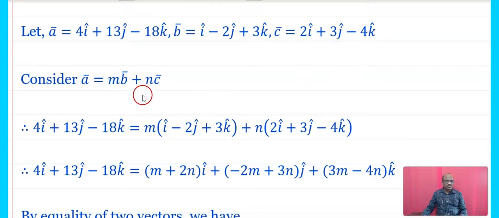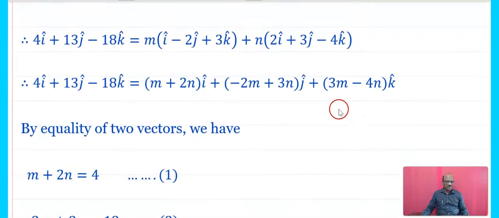a bar is equal to m b bar plus n c bar. What is the vector a bar? a bar is 4i cap plus 13j cap minus 18k cap, m in bracket b bar, the b bar is i cap minus 2j cap plus 3k cap, plus n in bracket 2i cap plus 3j cap minus 4k cap. If we take the coefficients of i cap, j cap and k cap, then you will get (m plus 2n) i cap plus (minus 2m plus 3n) j cap plus (3m minus 4n) k cap.